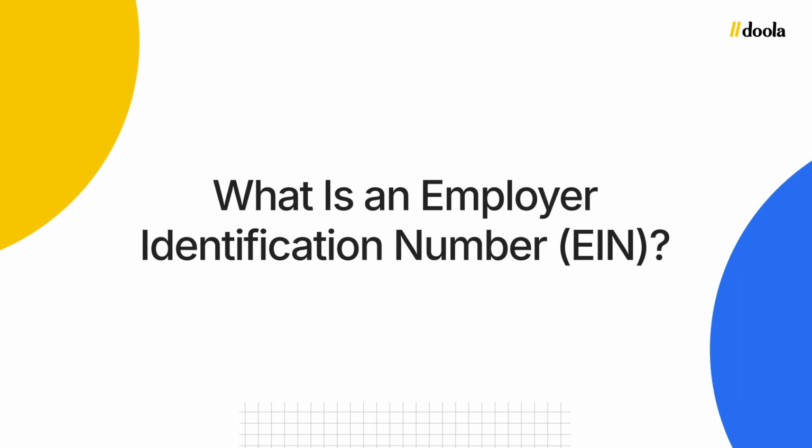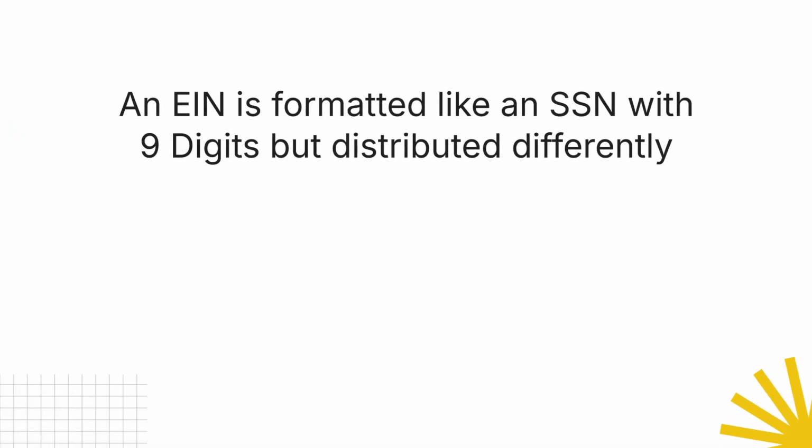What is an employer identification number, or EIN? An employer identification number, or EIN, is issued to business entities, including LLCs, C corporations, trusts, or estates that must pay taxes. Think of an EIN as the Social Security number for your business, and you can use an EIN to report capital gains and business income for taxation purposes. An EIN is formatted like an SSN with 9 digits, but it's distributed differently.